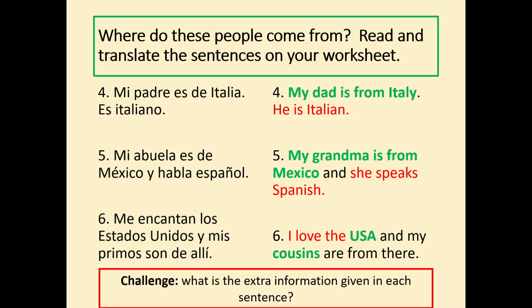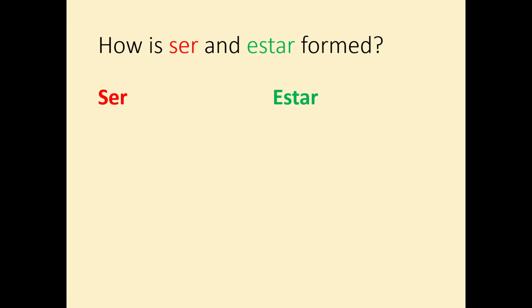Excellent. So we can see that the use of ser in this case with the verbs soy, es and son in sentences 1 to 6 are talking about nationality and origin. I want you to think about that a bit later on. But we need to know the other formations of ser and estar. I'm going to show you these and I'd like you to repeat after me so that you can practice your pronunciation. Let's start with ser.